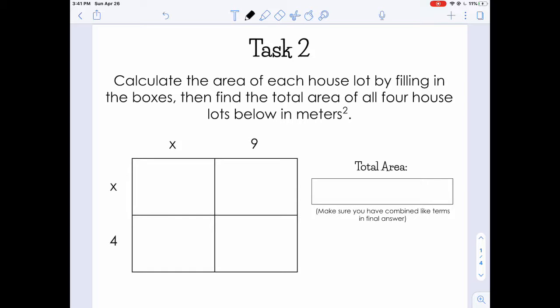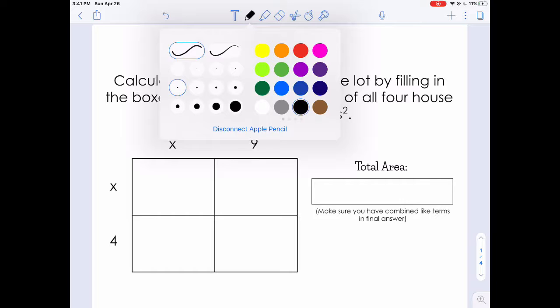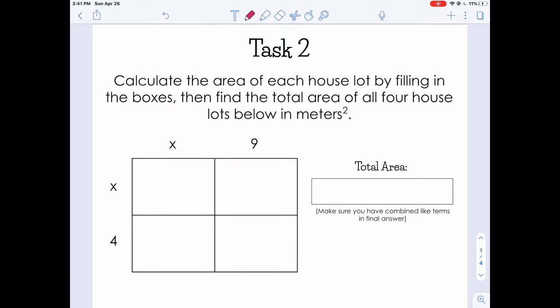So what we're going to do first is find the area of each rectangle, okay? And then we're going to find the area of the total, all 4 house lots put together. So let's get started. First, I'm going to start with this upper left-hand box. And the area here, we find area by multiplying length times width, okay? And length here for this top left box is x. The width is also x. So here I get x squared as the area for that lot.